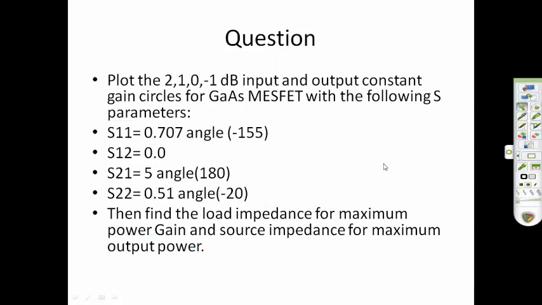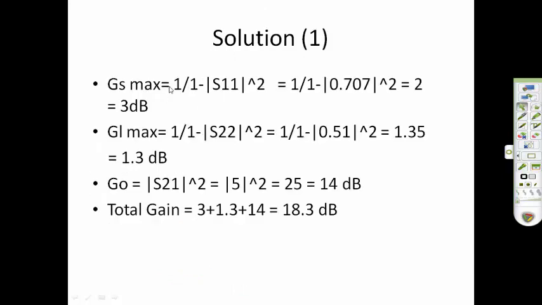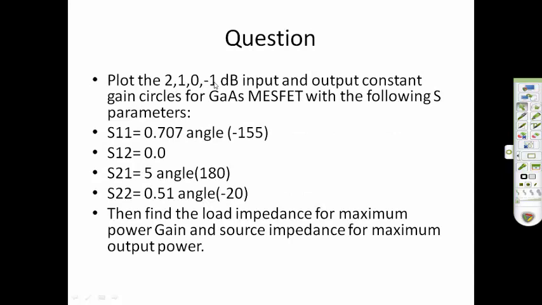Here is the question. You want to plot the 2, 1, 0, minus 1 dB input and output constant gain circles for a gallium arsenide MOSFET with the following S parameters. S11 equals 0.707 with angle minus 155. S12 equals 0. S21 equals 5 with 180 phase. S22 equals 0.51 with angle minus 20. Then we want to find the load impedance for maximum power gain and the source impedance for maximum output power.